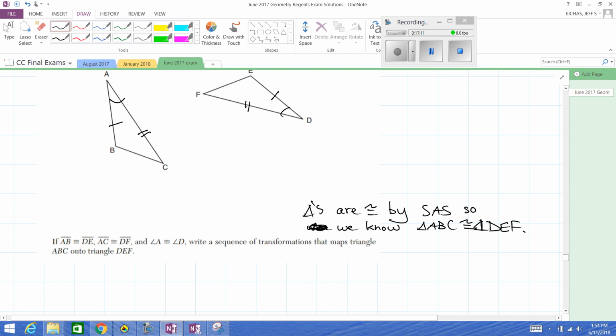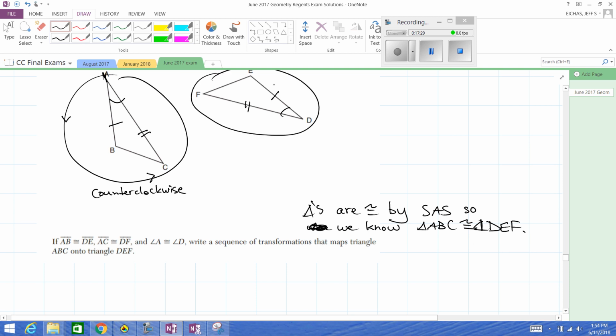What I like to look for first is orientation. If you look at A to B to C, that orientation is counterclockwise. Its corresponding triangle is DEF, and DEF is in the same direction, counterclockwise. So what I would do in this situation is use no line reflections, or an even number, whichever one you want to do. I'm going to go with no line reflections because of orientation.